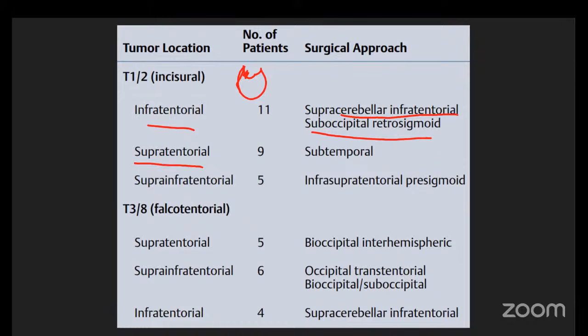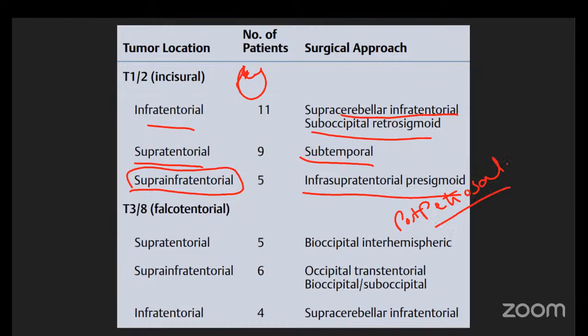If they are supratentorial, we are going to go subtemporal, right? If they are supra-infratentorial both, then we can go via the presigmoid approach, which is also a modification of the posterior petrosal approach. So Dr. Mustafa, I think you said we can go via a petrosal approach. We can, if it is a lesion which is involving both surfaces, the supra and the infratentorial both.